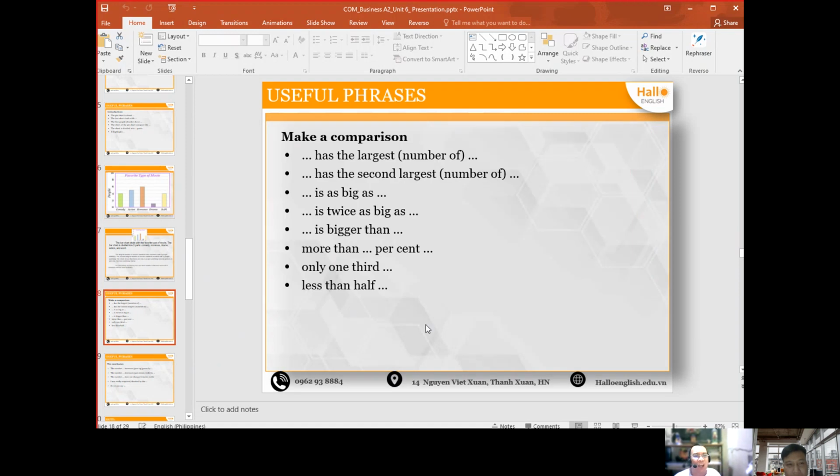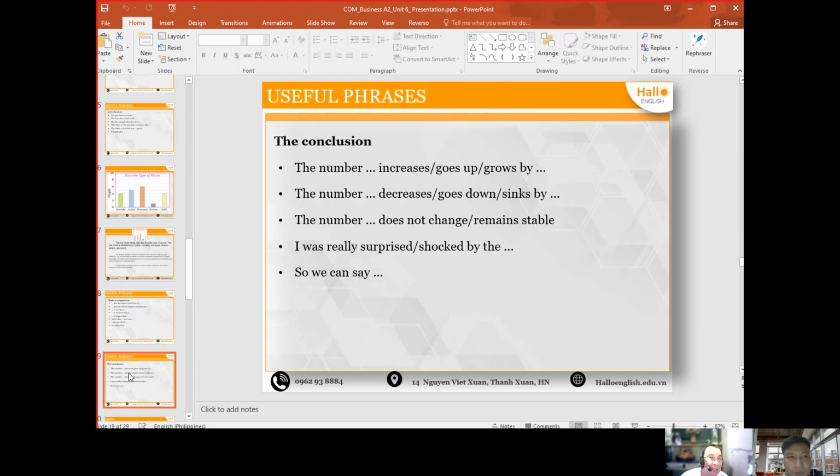There are also other terms for that. We have a lot of terminologies in order to report that one. For the conclusion part, we can use this one.